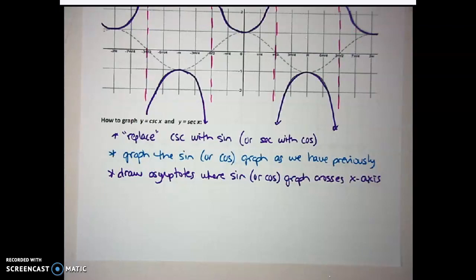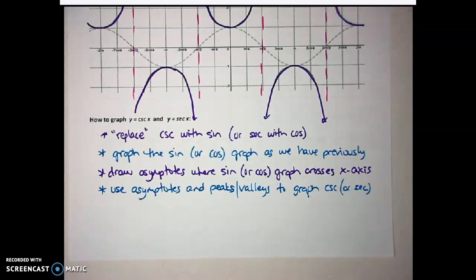After you've graphed that sine or cosine graph, then you're going to draw the asymptotes where that sine or cosine graph crosses the x-axis. And then finally, you're going to use the asymptotes and the peaks or valleys of that sine or cosine graph to sketch in your cosecant or secant graph, whichever one you're working on.